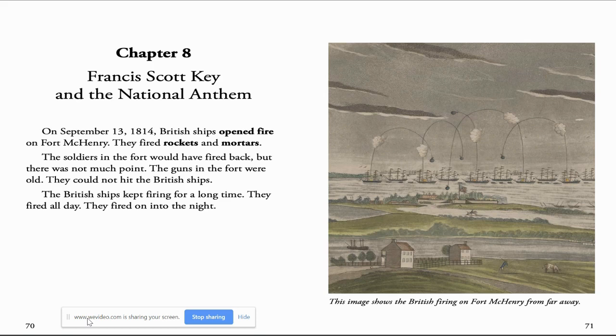Chapter 8, Francis Scott Key and the National Anthem. On September 13th, 1814, British ships opened fire on Fort McHenry. They fired rockets and mortars. The soldiers in the fort would have fired back, but there was not much point. The guns in the fort were old. They could not hit the British ships. The British ships kept firing for a long time. They fired all day. They fired on into the night. This image shows the British firing on Fort McHenry from far away.